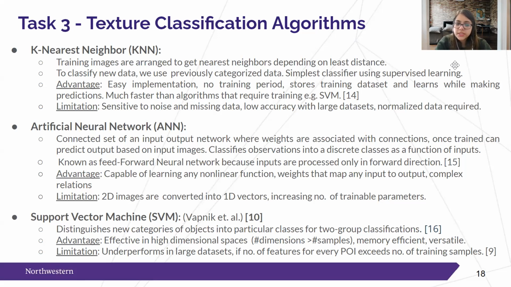And support vector machines distinguish categories of objects, and it's really good for two-group classifications. The advantage is the effectiveness in high dimensional spaces, especially if the number of dimensions is greater than the number of samples. And it's memory efficient and versatile, but the limitation is that it underperforms in large data sets, especially if the number of pixels of interest exceeds the number of training samples.